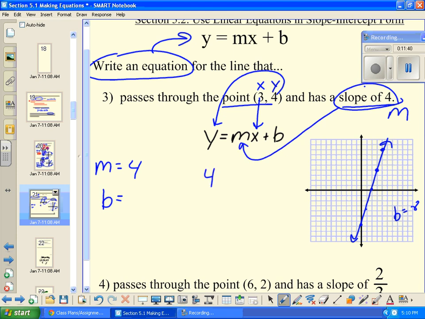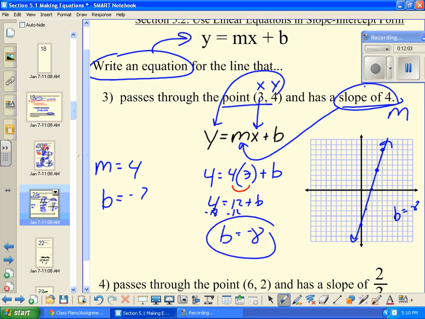So I'm going to have 4 equals 4 times 3 plus b. Now I'm just going to solve this equation for b. 4 times 3 right here I can do, which is 12. So 4 equals 12 plus b. Subtract 12 from both sides, and I'm going to get b equals -8, which is what we found. My equation should be y equals 4x minus 8.